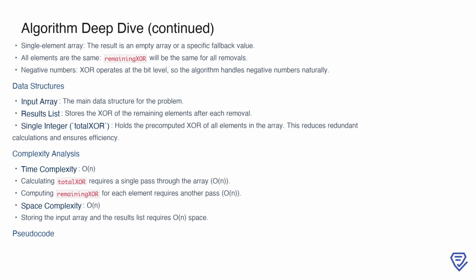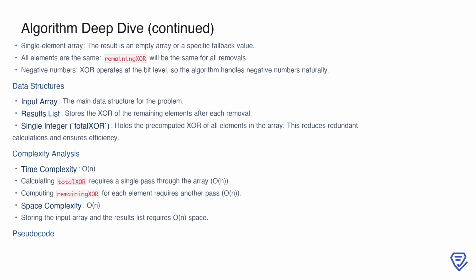If all elements in the array are the same, the remaining XOR will be identical for every removal since the array's symmetry ensures the same result each time. For arrays with negative numbers, the algorithm works seamlessly because XOR operates at the bit level, and it doesn't distinguish between positive and negative values.